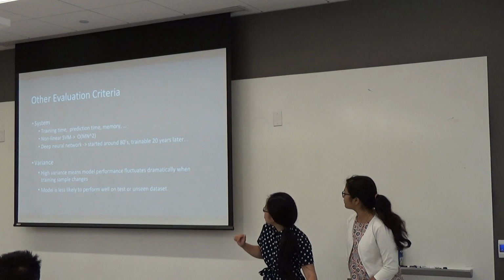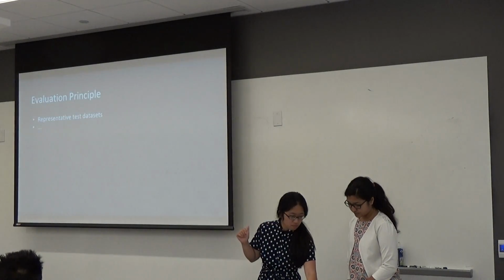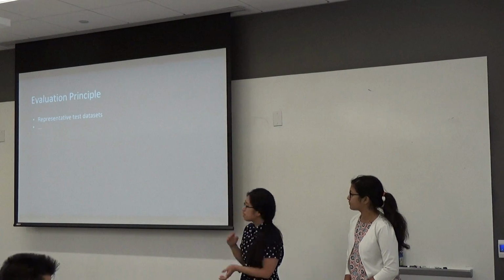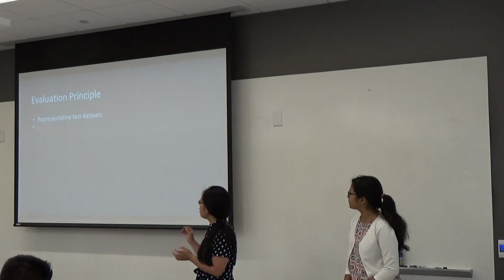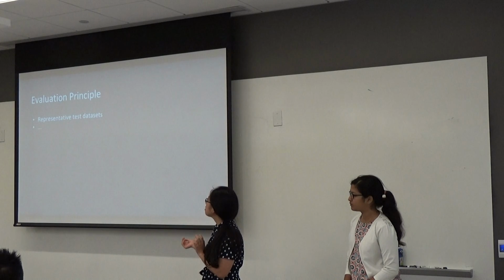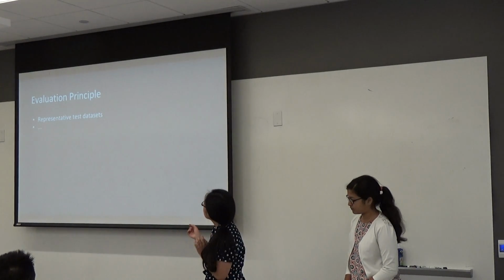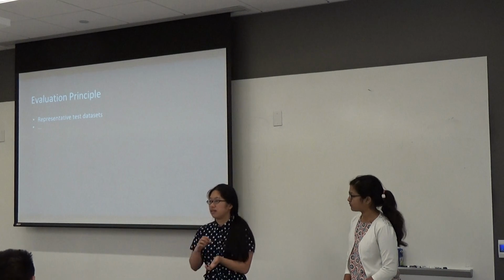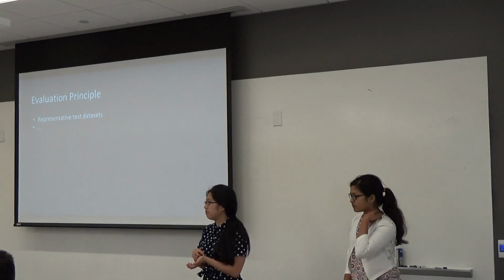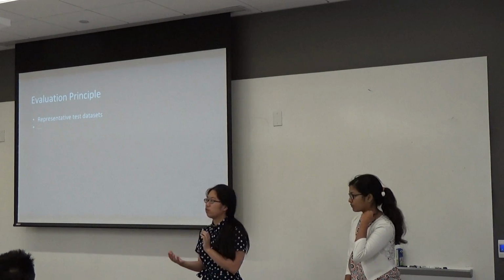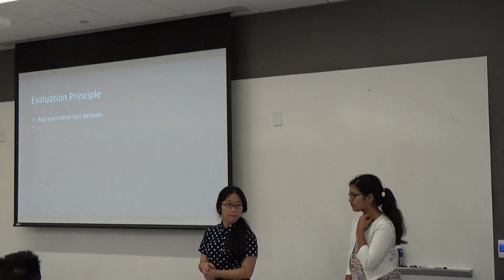And then the variance, people already talked about it. And then we want to ask, there are some principles or ideas we should respect when we are doing evaluation. One example is the test data set probably needs to be representative. What else do you think we should keep in mind when we do evaluation?